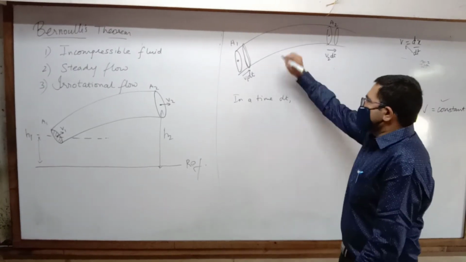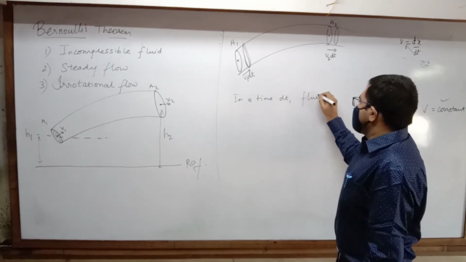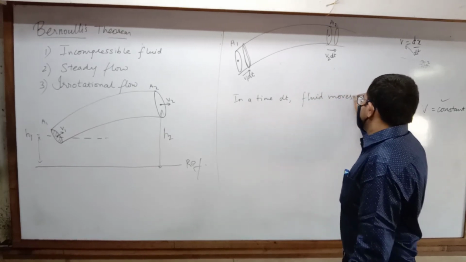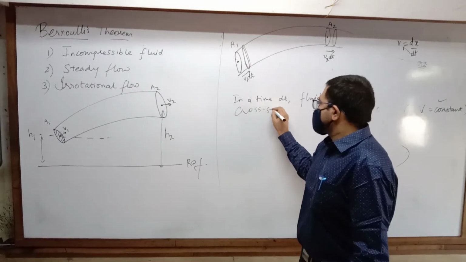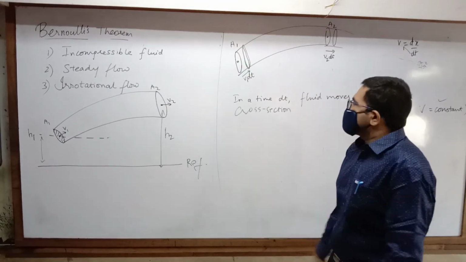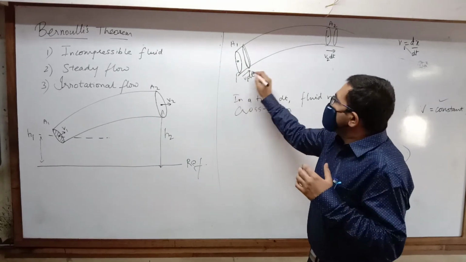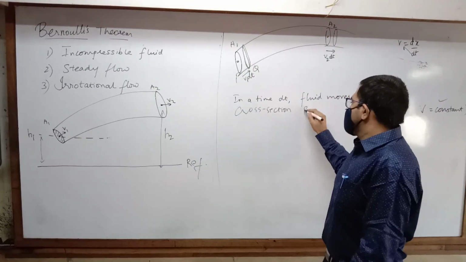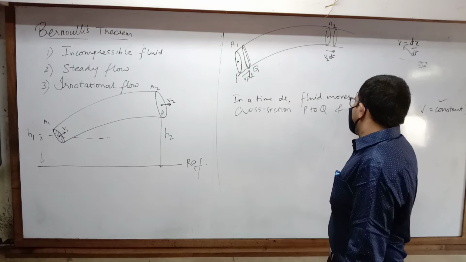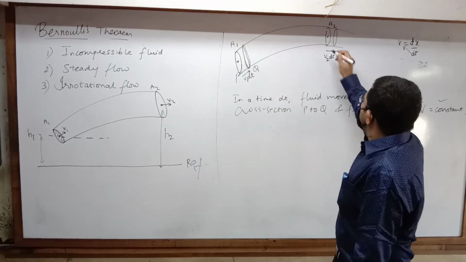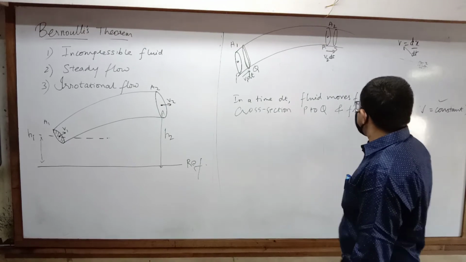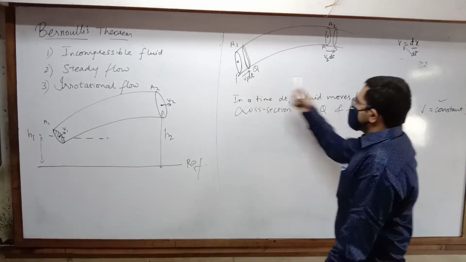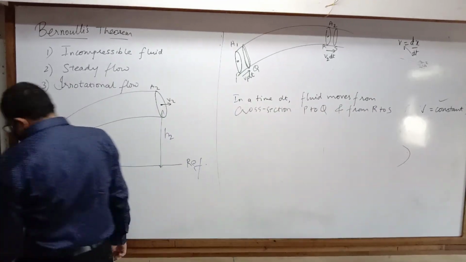So in time dt, fluid moves from cross section P to Q and from R to S. Did you understand this sentence? Look here, read the sentence. Did you get it?